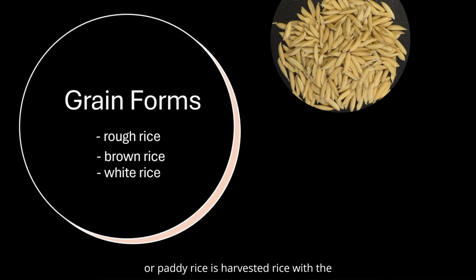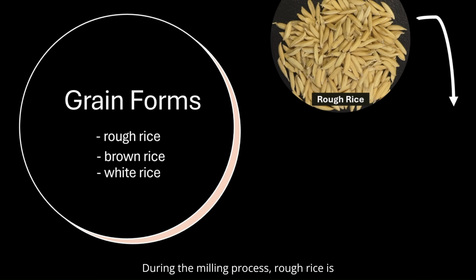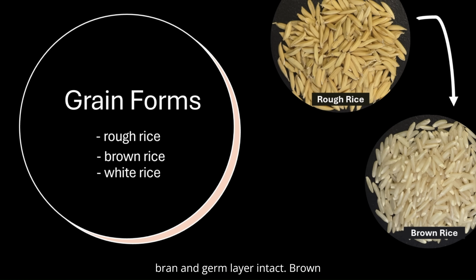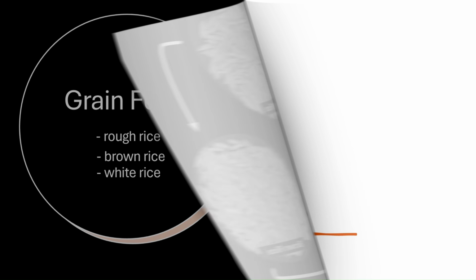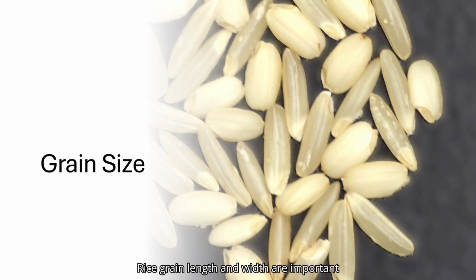Rough or paddy rice is harvested rice with the hull intact and is usually dried to a specific moisture content before milling. During the milling process, rough rice is dehulled, producing brown rice with the bran and germ layer intact. Brown rice is then polished into white or milled rice to remove the bran and germ layers, retaining only the grain's endosperm.